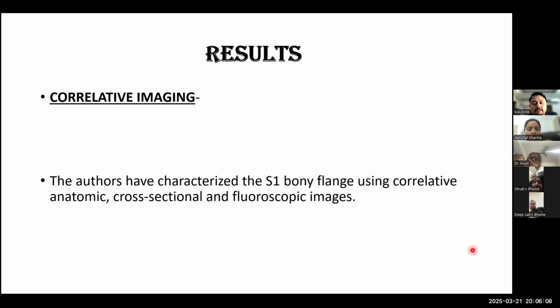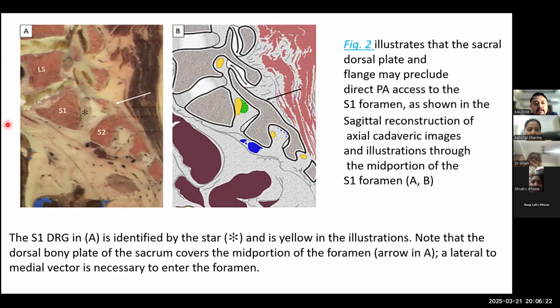So coming to the results of the study, the authors have characterized the S1 bony flange using correlative anatomy, cross-sectional as well as fluoroscopic images. As we can see in these images, this is the image of the dissection in the sagittal view. And in the black dot, we can see the location of the dorsal root ganglion, and overlying it, we can see the huge bony flange. And the same has been illustrated in this picture over here. This is the bony flange, which is encountered while trying to enter the foramen.